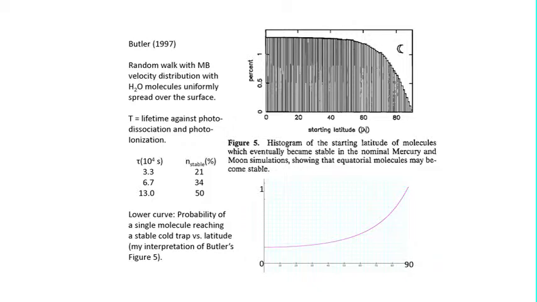All right. Does that take into account the temperature of the equator versus the poles? Yes. Butler has a diurnal cycle and temperature versus latitude and all sorts of good stuff.